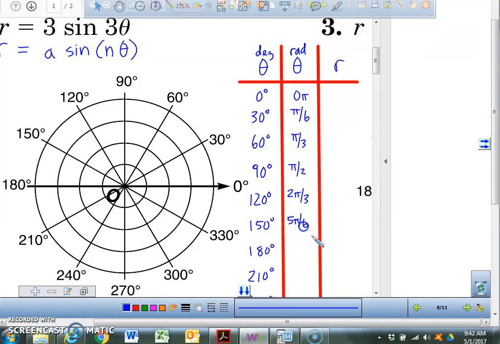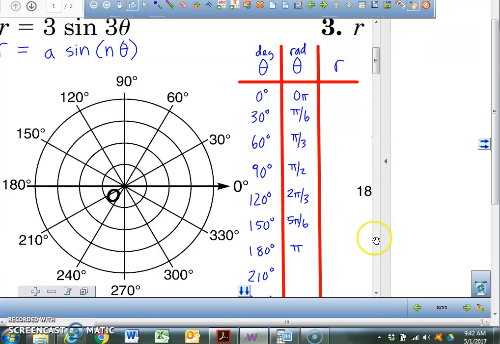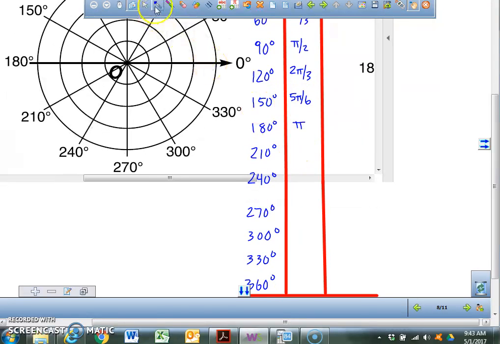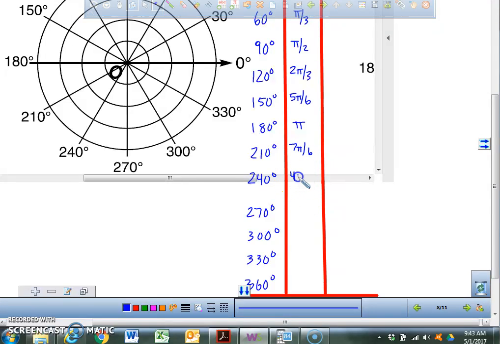150 degrees is 5 pi over 6. 180 degrees is pi, right? Okay. So we have 5 pi over 6, 6 pi over 6. This is going to be 7 pi over 6. This will be 8 pi over 6, but that reduces to 4 pi over 3. 9 pi over 6 reduces to 3 pi over 2. 10 pi over 6 reduces to 5 pi over 3. 11 pi over 6 does not reduce. And 12 pi over 6 reduces to 2 pi.